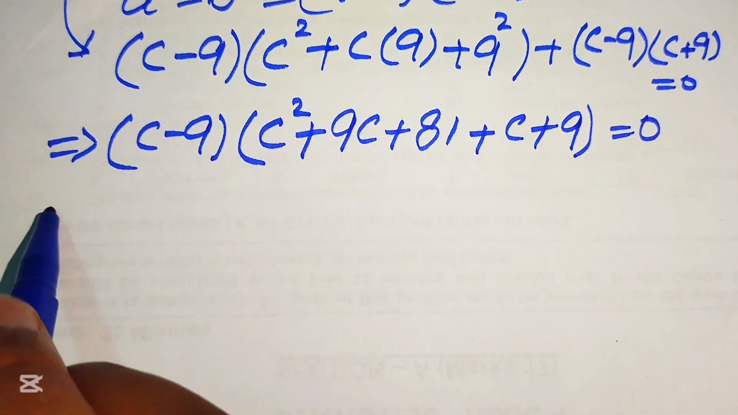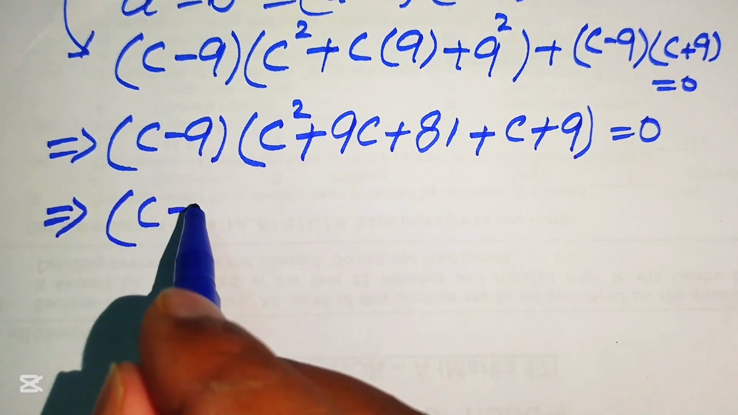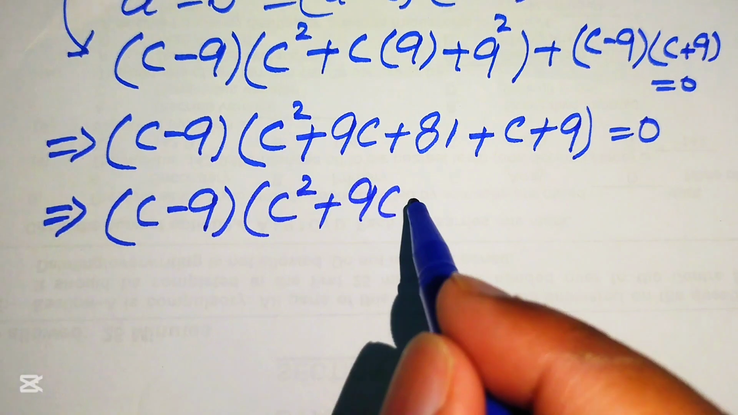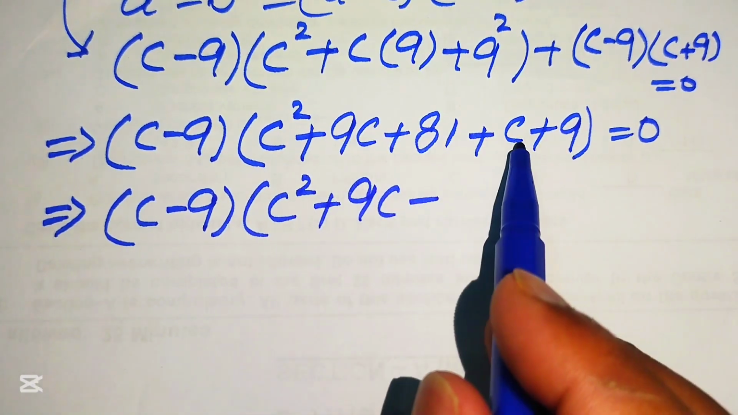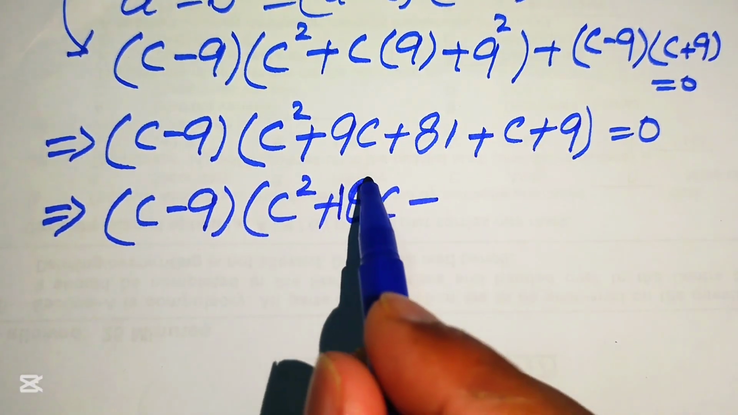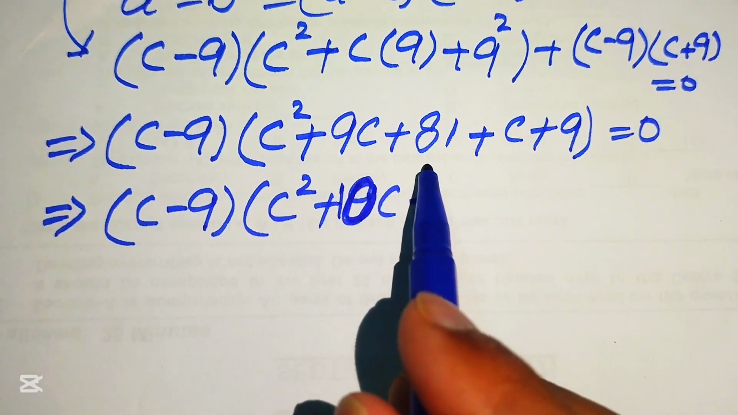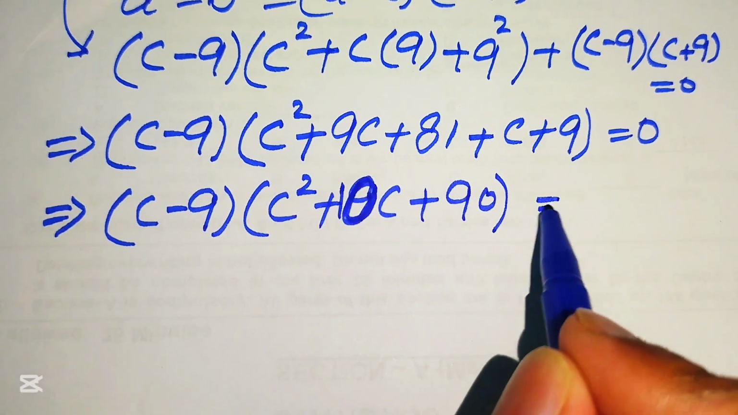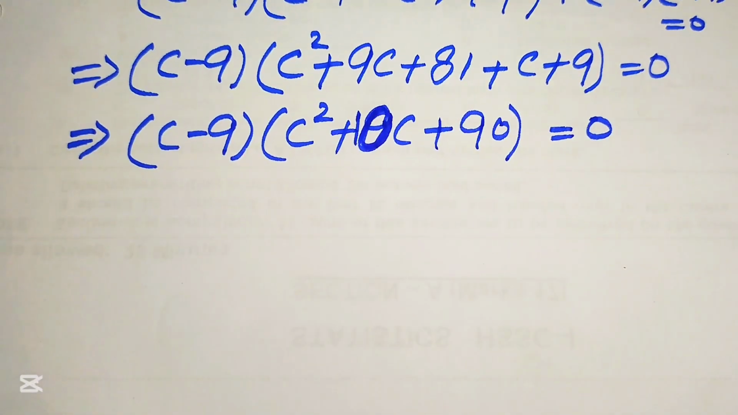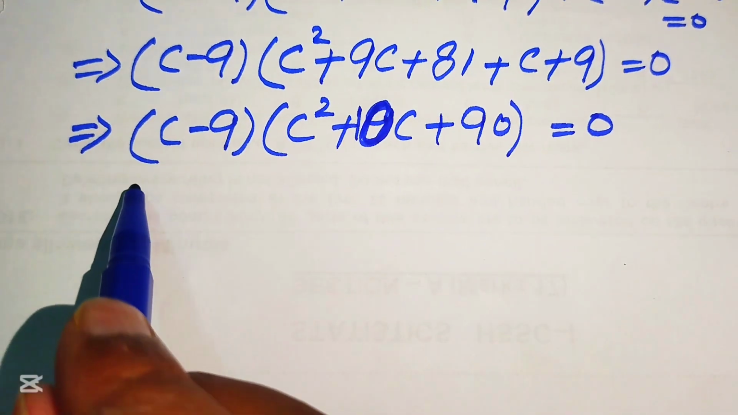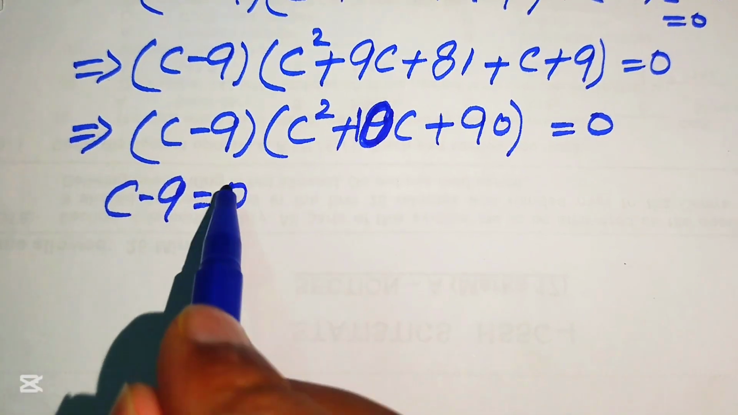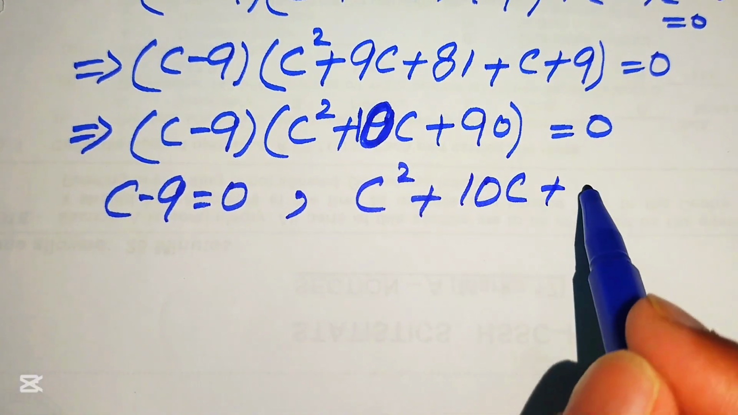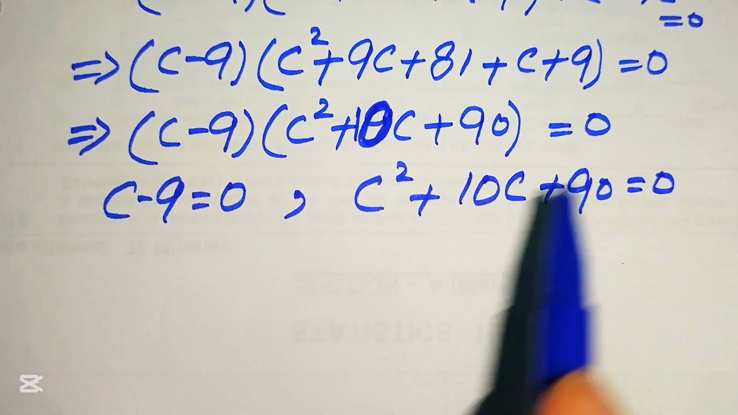And now in the next step we need more simplifications, and we rewrite this equation as (c - 9) times (c² + 9c + c becomes 10c, and 81 + 9 becomes 90), and this whole equation equals 0. So now we divide this equation into two cases. The first case is c - 9 = 0, and the second case is c² + 10c + 90 = 0.